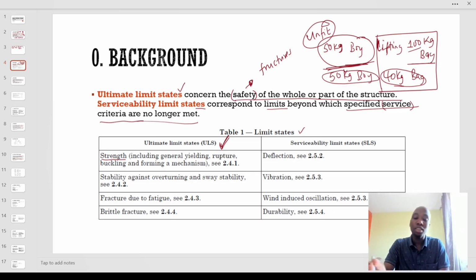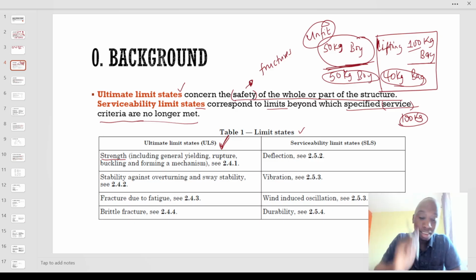Okay, so we want to design structures. We don't want to design strong structures. We want to design structures that can hold a particular load. If the load is 100 kg, then I design a structure that can hold 100 kg, and that is when I can now say that that structure is strong.